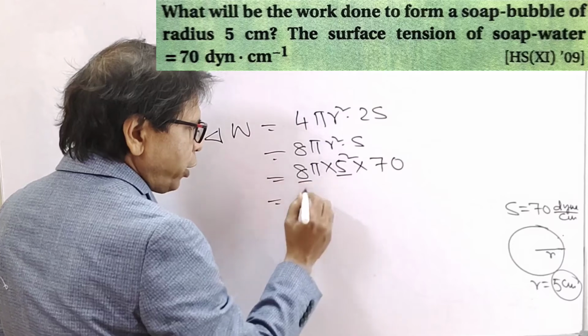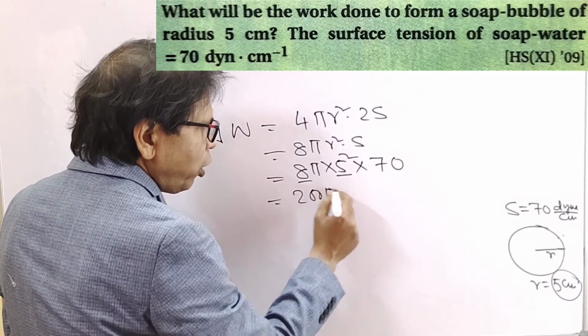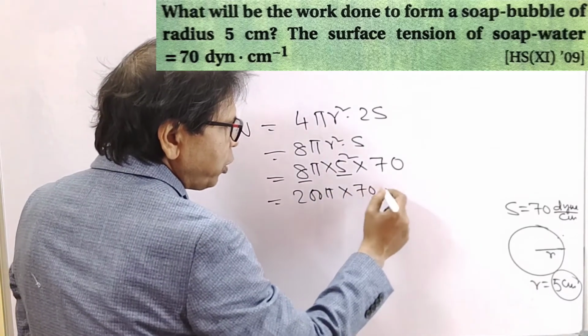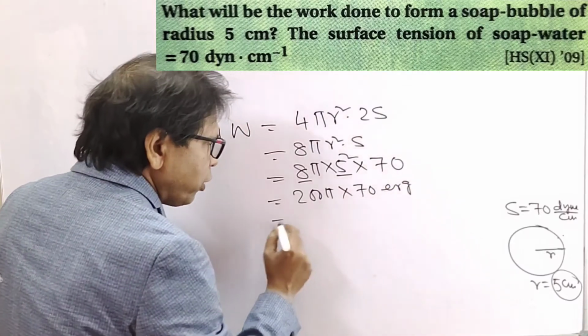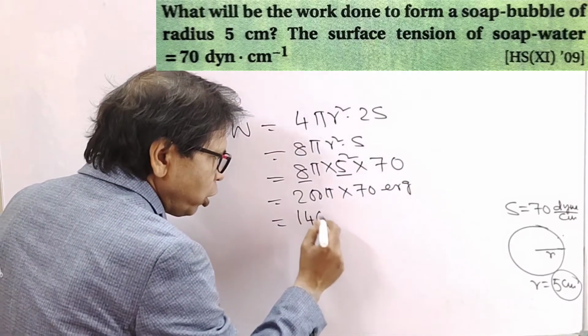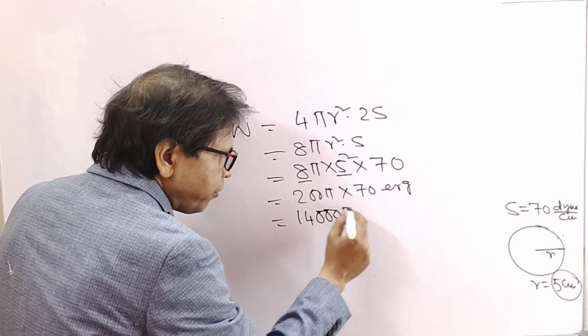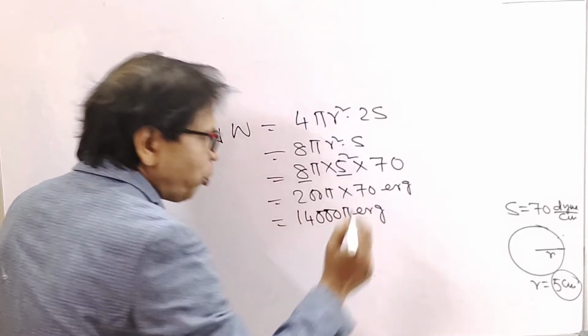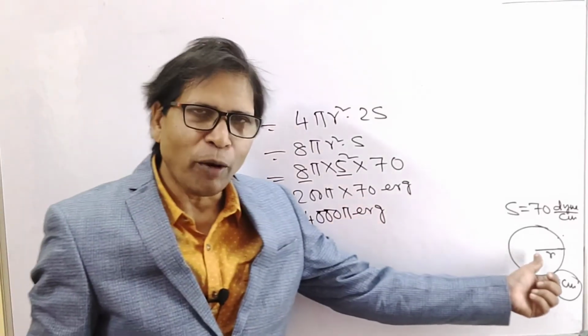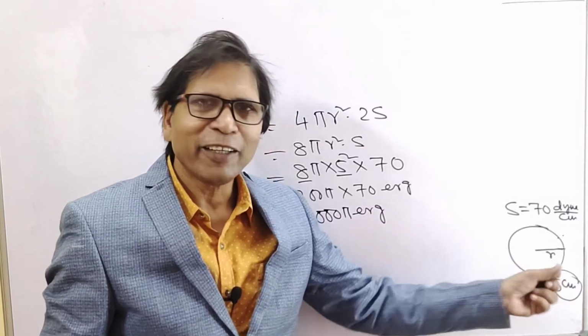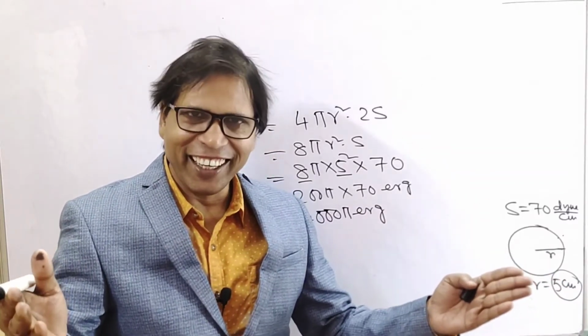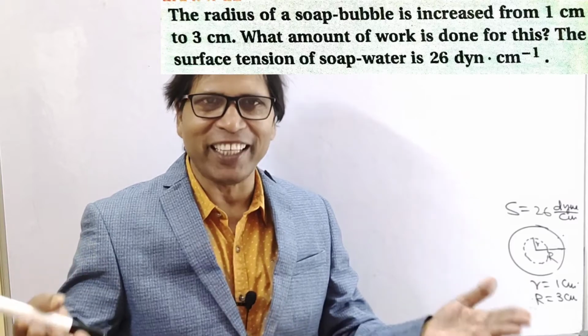5 square into 8, so this is 200 pi into 70. This is the answer, therefore 14000 pi erg is the amount of work done to form a soap bubble of radius 5 centimeter. Okay, next, now a numerical.